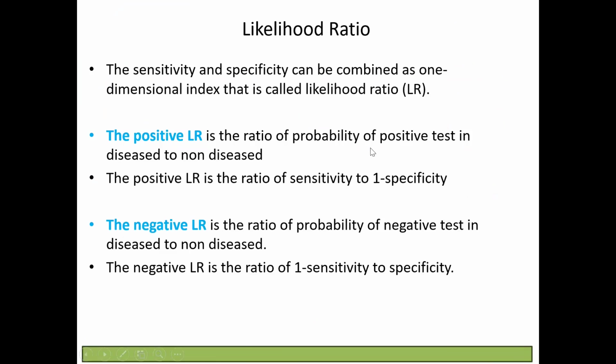Now, a little bit about likelihood ratio. The sensitivity and specificity can be combined as a one-dimensional index that is called likelihood ratio. Likelihood ratio for a diagnostic test can be positive or negative. The positive likelihood ratio is the ratio of probability of positive test in diseased to non-diseased. The positive likelihood ratio is the ratio of sensitivity to 1 minus specificity. The negative likelihood ratio is the ratio of probability of negative test in diseased to non-diseased. The negative likelihood ratio is the ratio of 1 minus sensitivity to specificity.